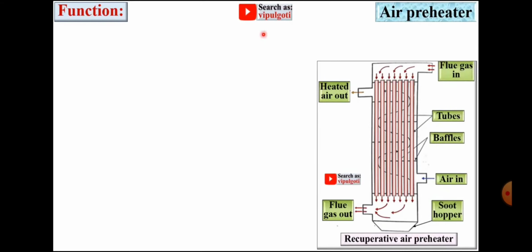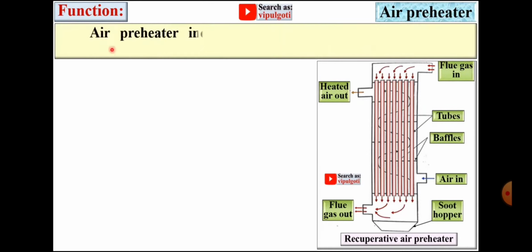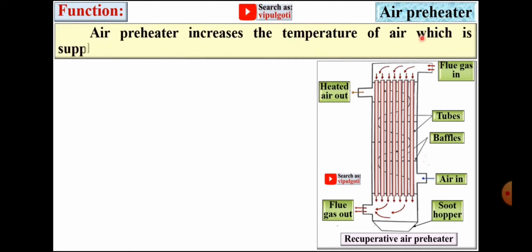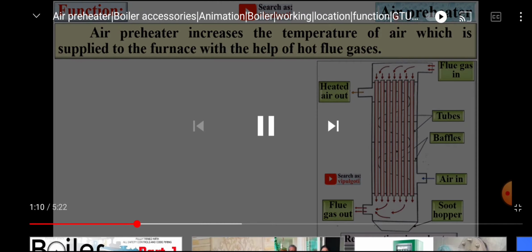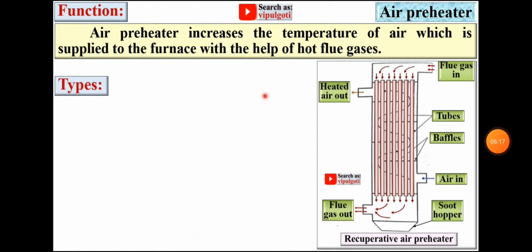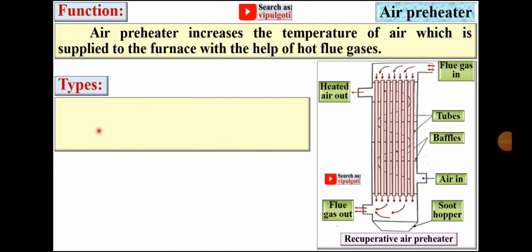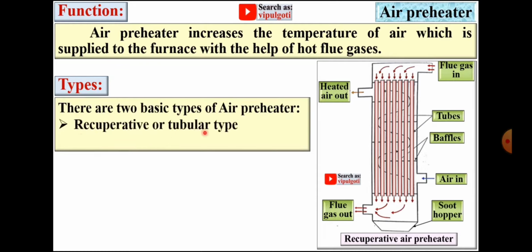So let's start with the function of the air preheater. It increases the temperature of the air supplied to the furnace with the help of hot flue gases. The name itself indicates it heats the air before supplying it to the furnace. There are two basic types of air preheater: recuperative, sometimes called tubular type, and regenerative, or feed water type. This figure shows the recuperative type air preheater.